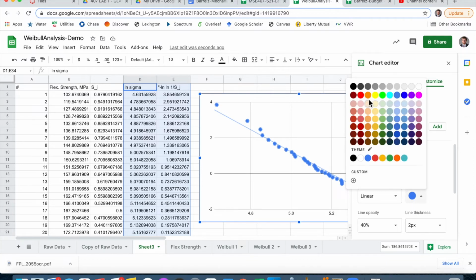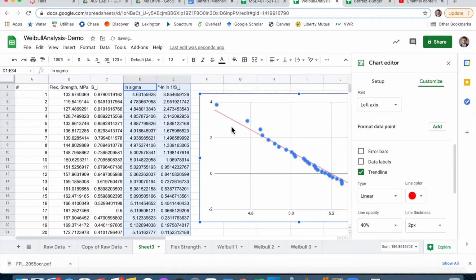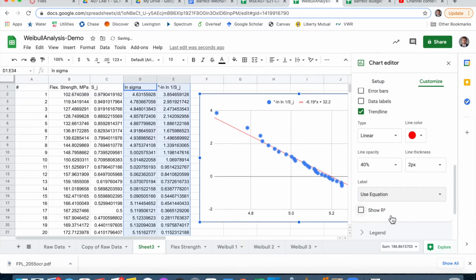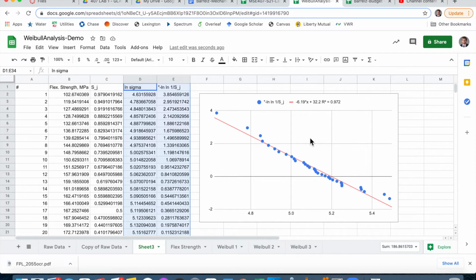I'm going to color this green, red, so you can see it a little bit better. And then for a label, what I want to show you is the formula, so the equation. And then I also want to put the r squared there as well, so you can see how good of a fit it is. All right, so let me exit out of this and get back to here where you can see it a little bit better.